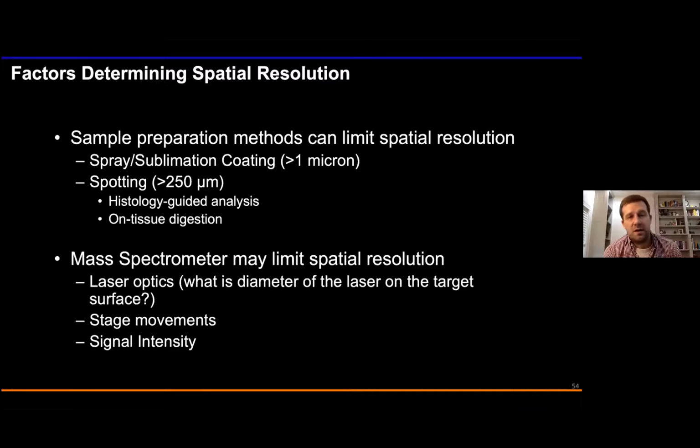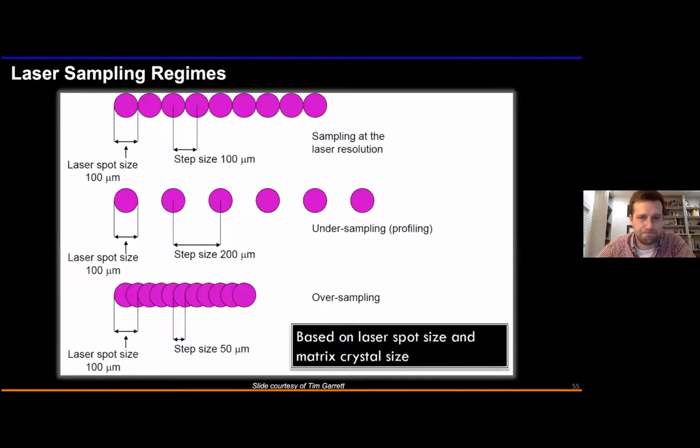Some of the things that affect spatial resolution: I mentioned already that our sample preparation can certainly affect this. The crystal size or the spot size of what we're applying can determine the spatial resolution. But the mass spectrometer can limit the spatial resolution as well. This could be the laser optics, or how finely we can focus our incident laser beam, the ability to move the stage, which moves to the next pixel position, as well as the signal intensity. If we have a very small laser beam and we're not getting any analytical signal from the tissue surface, obviously we're not going to be able to image that.